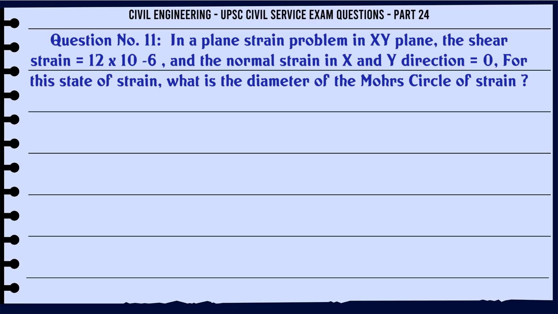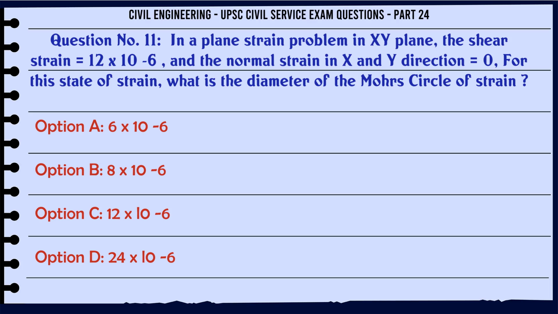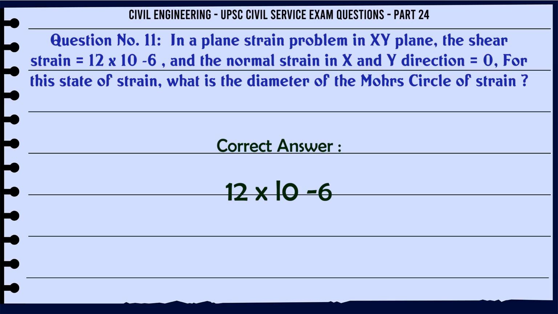In a plane strain problem in the xy plane, the shear strain is 12 × 10^-6 and the normal strain in x and y direction is 0. For this state of strain, what is the diameter of the Mohr's circle of strain? A, 6 × 10^-6; B, 8 × 10^-6; C, 12 × 10^-6; D, 24 × 10^-6. The correct answer is 12 × 10^-6.